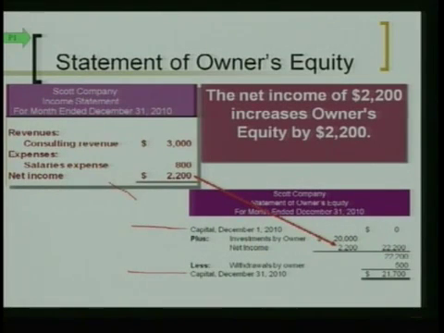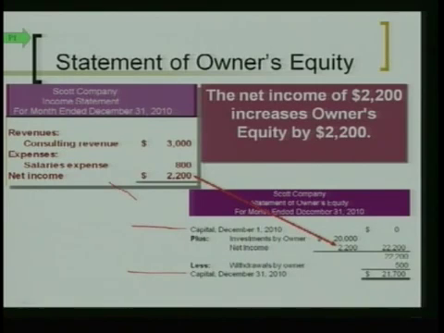So looking back at this statement, we just take that net number. We don't add 3,000 revenue and subtract 800 expense. We just take the net number over to the statement of equity. In this case, $2,200. And since it's a net income, it's added. If it was a net loss, we would subtract it, right? Does that make sense?